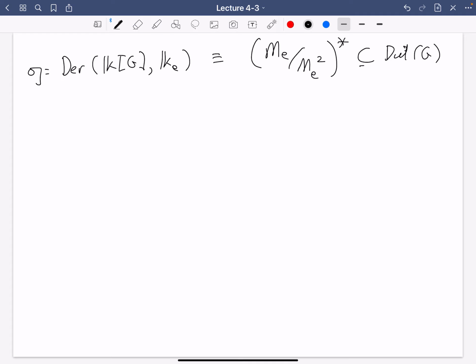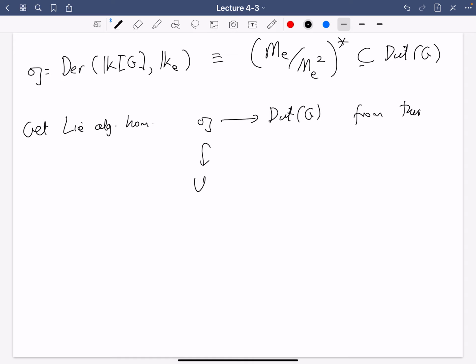These are functions which kill the square of the maximal ideal, and you get a Lie algebra homomorphism from the Lie algebra of G to dist G. So you have to check that indeed it's a Lie algebra homomorphism, and that induces, by the universal property of the universal enveloping algebra, this map here, and then you have to show that it's an isomorphism, and the isomorphism here requires characteristic 0.